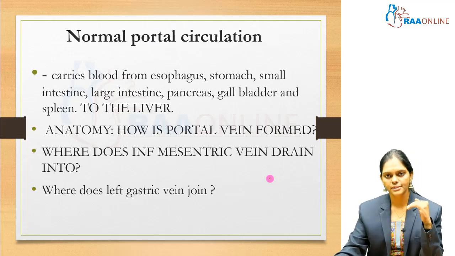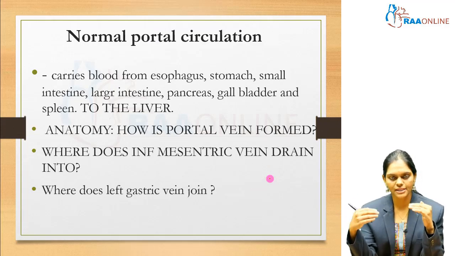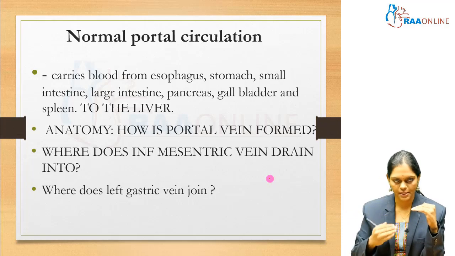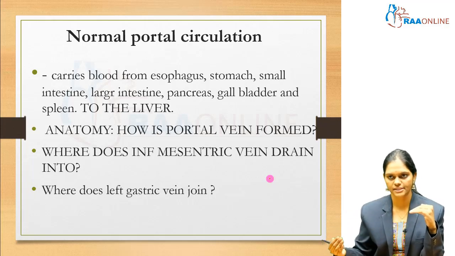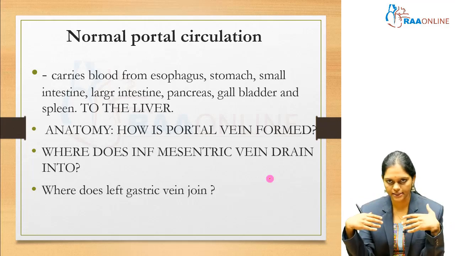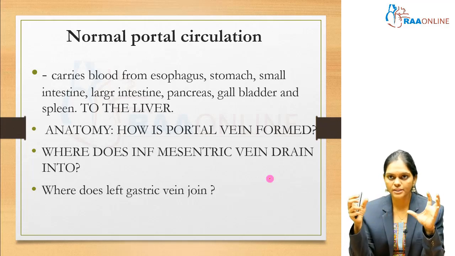What is a normal portal circulation? Normal portal circulation is the blood which is coming from the esophagus, stomach, small intestine, large intestine, gallbladder, pancreas, spleen, everything from the GIT. It is going to go to the liver, which is going to contribute about 30% of the cardiac output, right? Now, how this liver is going to handle this blood is what a normal portal circulation is about.